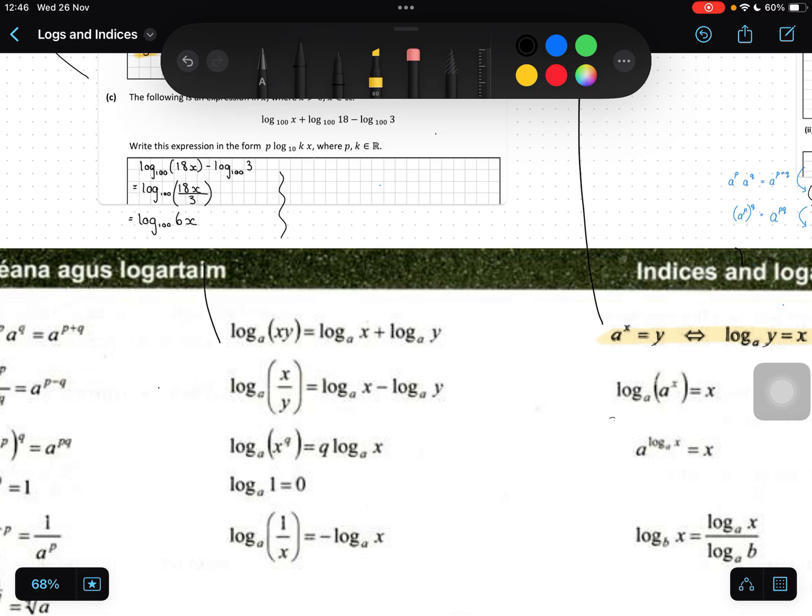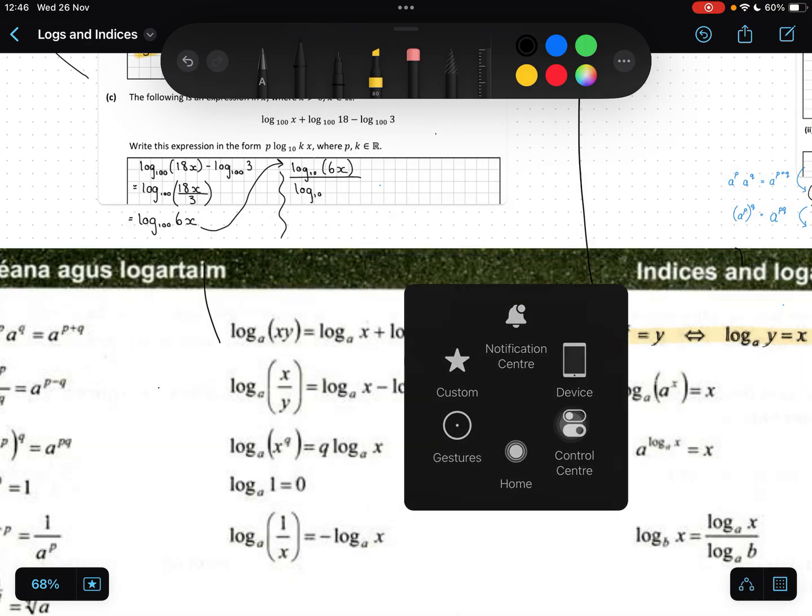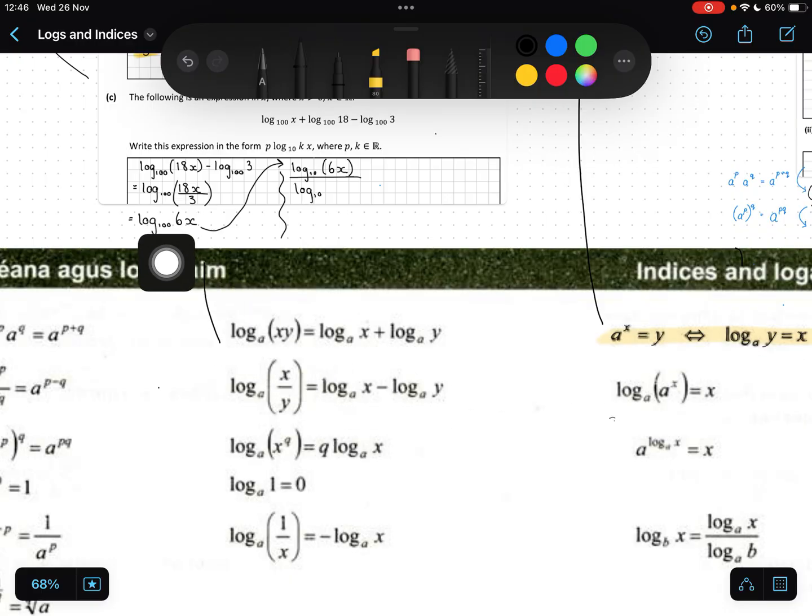I can rewrite this with a log base 10. But I would be writing it as a fraction, so log base 10, and then the bigger number from the original log goes on the top, so the 6x. And then the smaller number from the original log, the original base, is on the bottom of the fraction there, so 100.